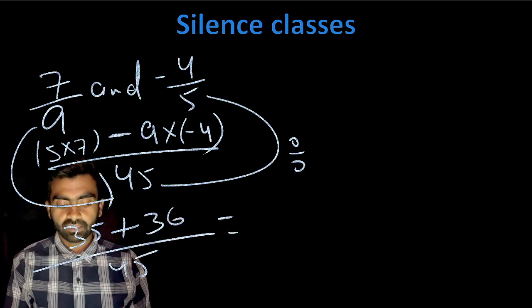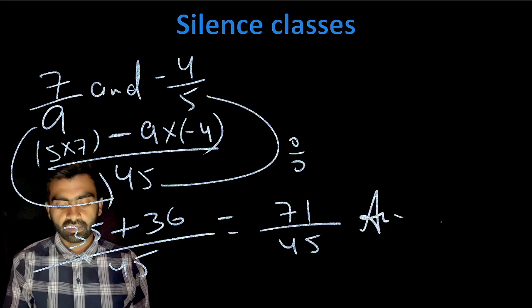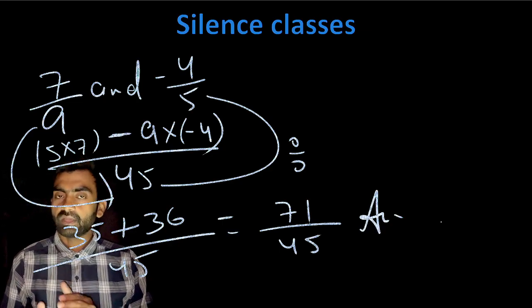Now we can add them. So what we have to do, 6 plus 5 is 11, 3 plus 3 is 6, 71 upon 45, and this is the answer. I hope you guys understood how we have done it.